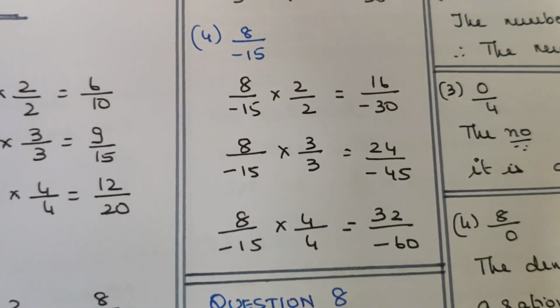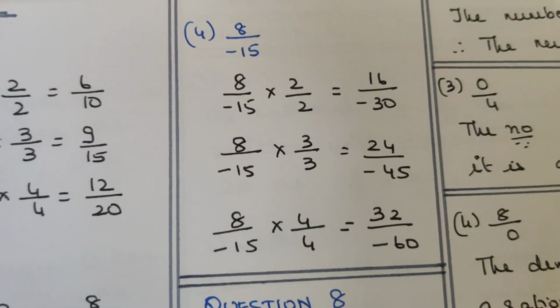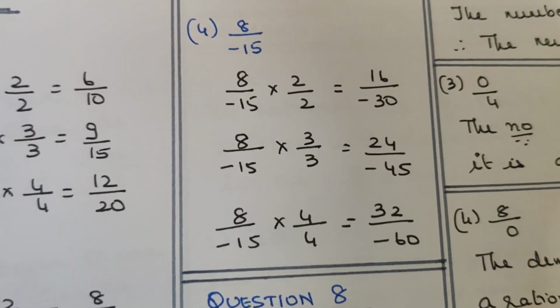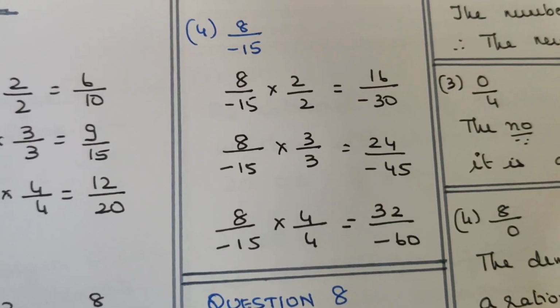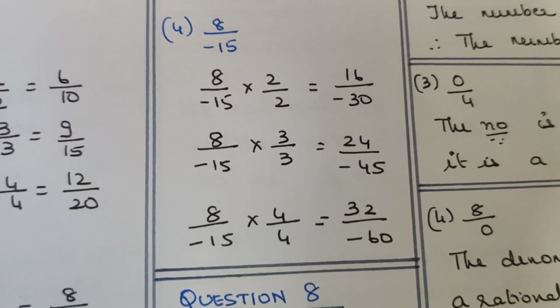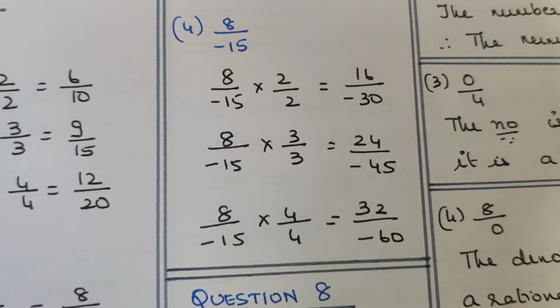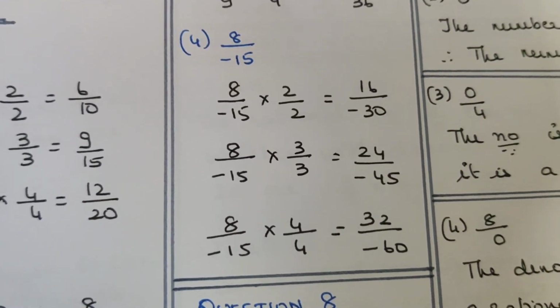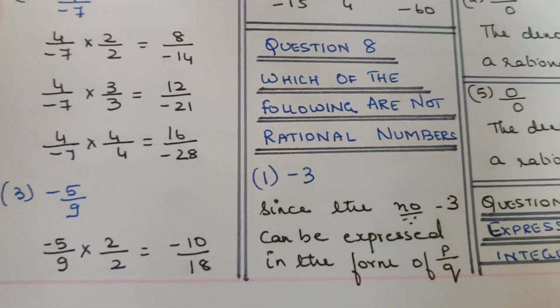I give you a pause and you can see what I have solved here. So the 3, not consecutive, the 3 rational numbers could be 16 by minus 30, 24 by minus 45, 32 by minus 60. Wasn't it easy? Yes, pretty easy and cool. Now let's move on to question number 8.